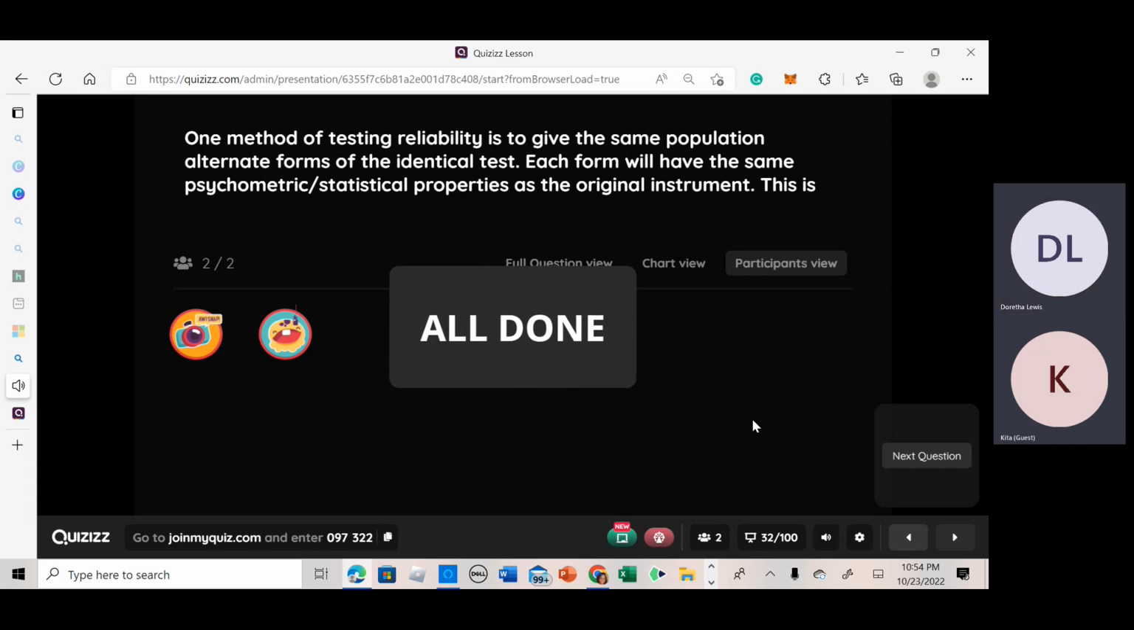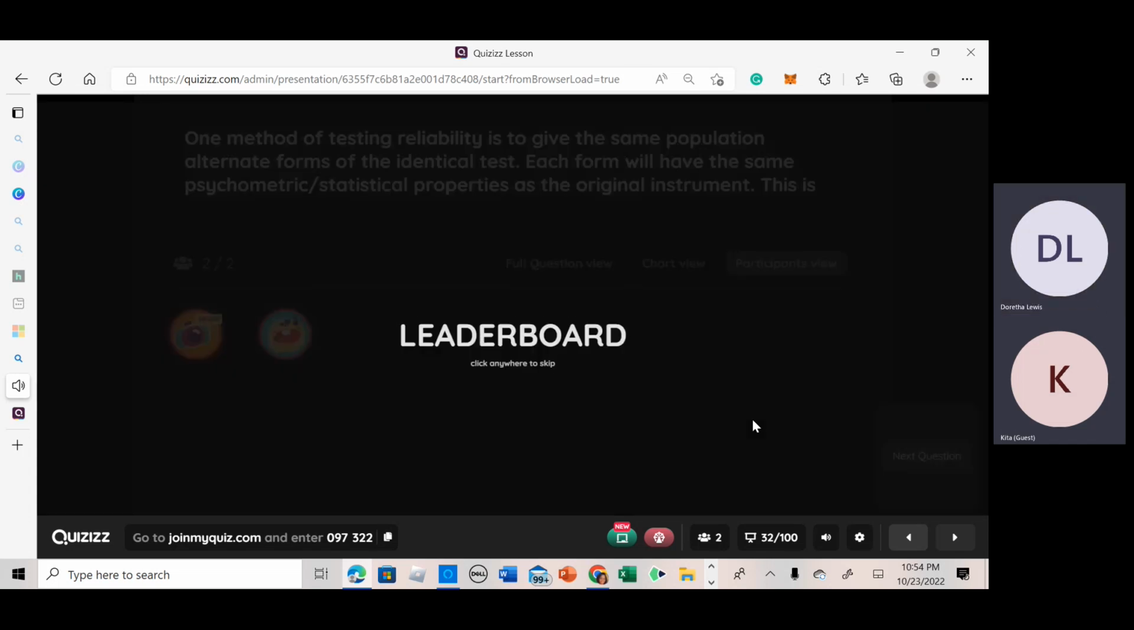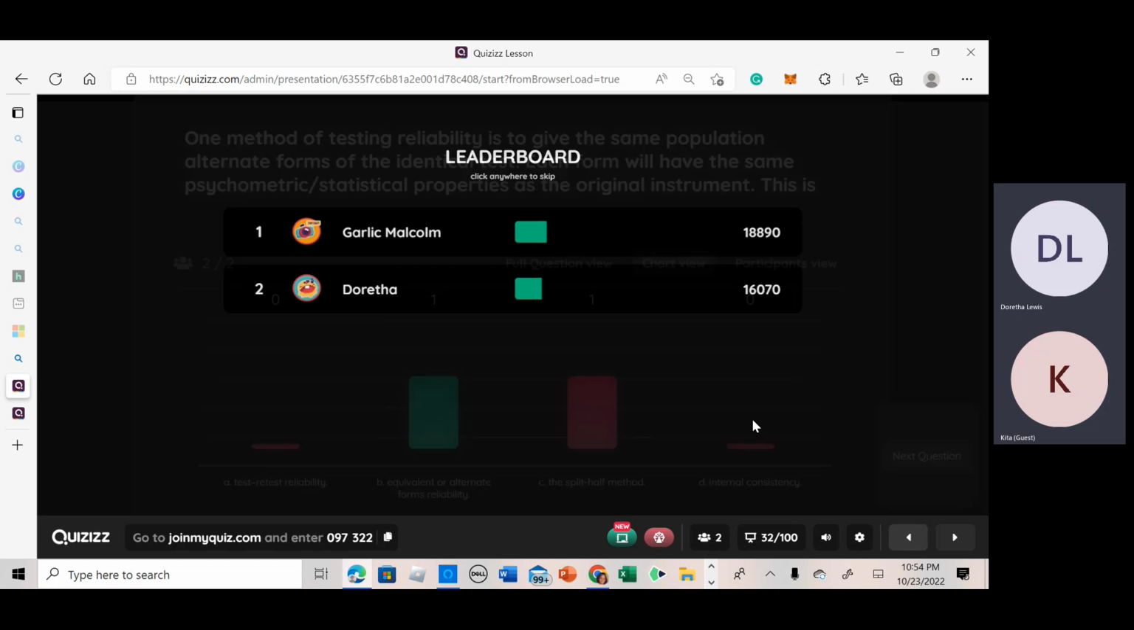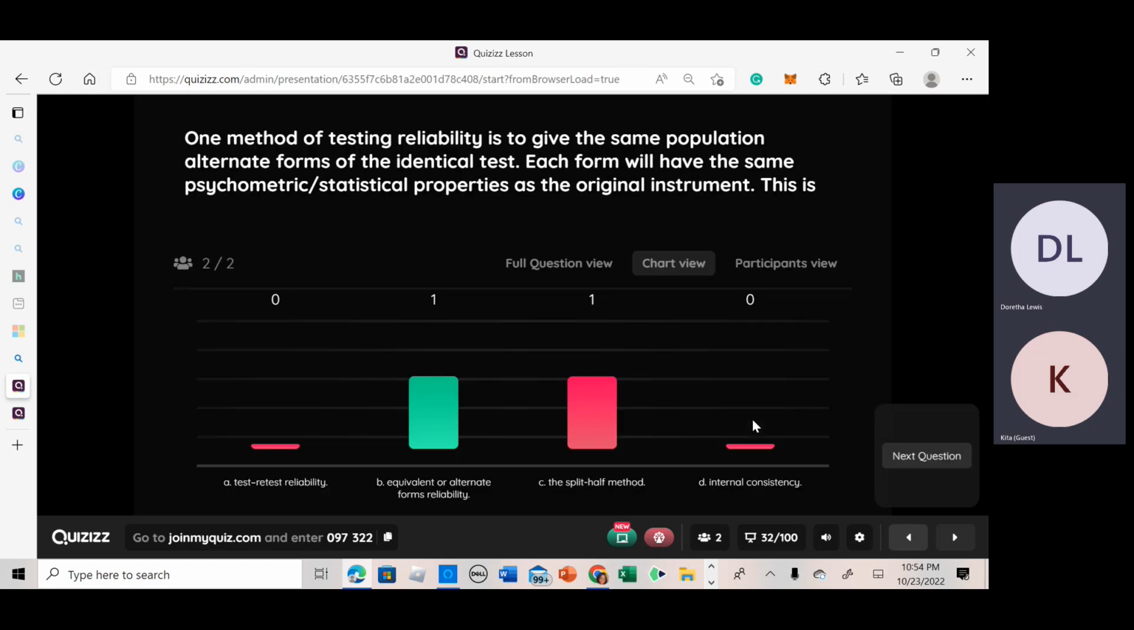One method of testing reliability is to give the same population alternative forms of the identical test. Each form will have the same psychometric statistical properties as the original instrument. This is known as B, equivalent or alternate forms reliability.